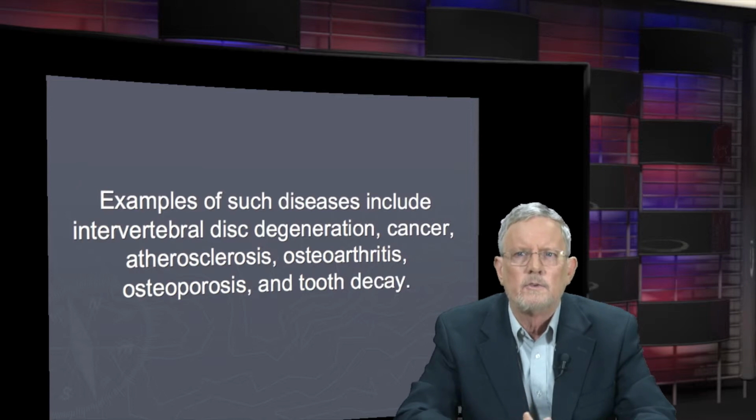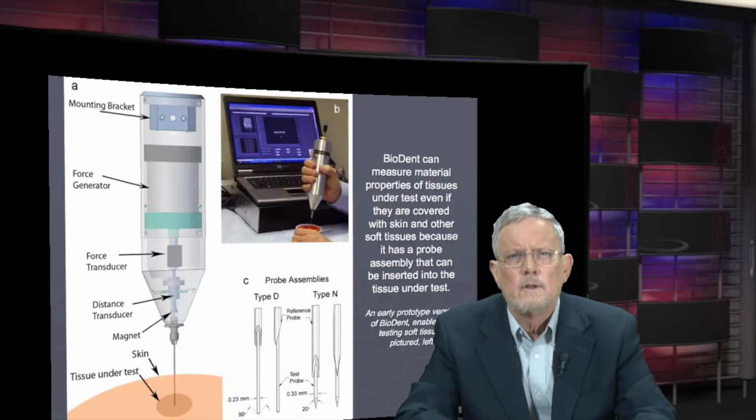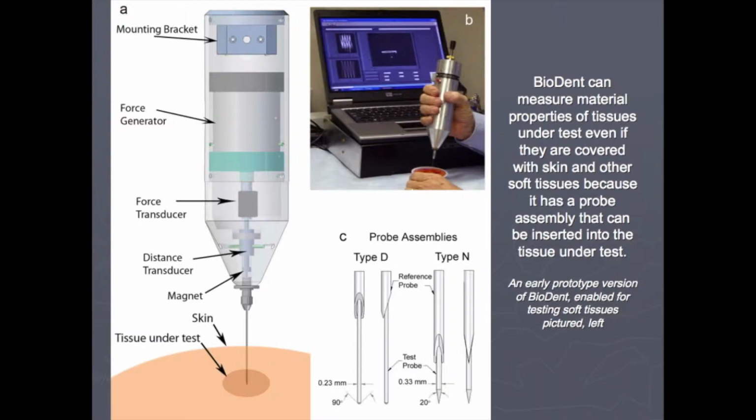In intervertebral disc degeneration, for example, the discs lose their ability to absorb energy properly and can become very painful. So how would you measure these kinds of properties in a living human? This instrument is our answer.